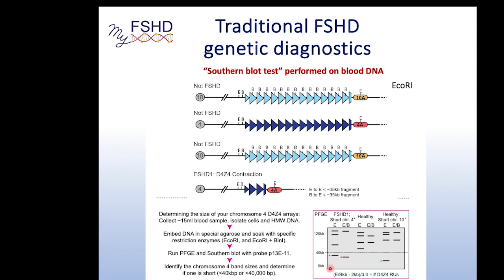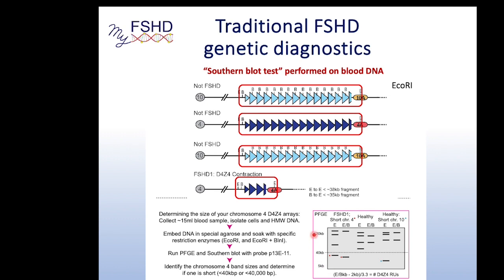All right, and that's basically what Southern blotting is going to be. So let's go through it. You're going to cut with EcoRI. You get your four things here. Now the key is we got a probe. This is P13E11. This was actually the key.